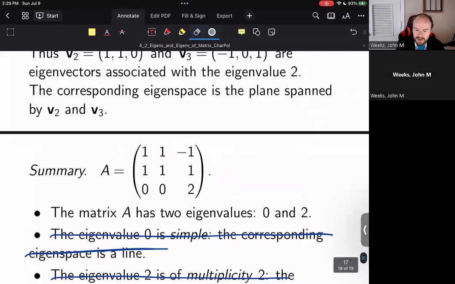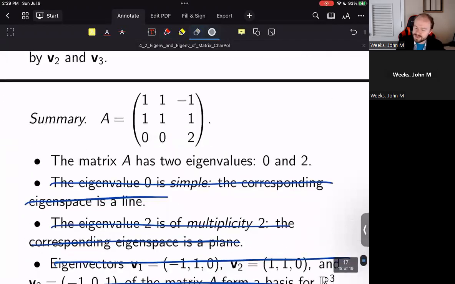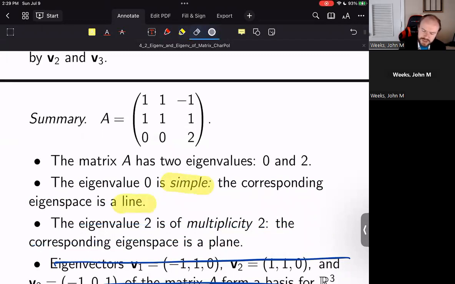So what does this mean in our summary? The matrix A has 2 eigenvalues, 0 and 2. The eigenvalue of 0 is simple. What we mean by simple here is that it has a corresponding eigenspace of a line. Eigenvalue 2 is of multiplicity 2. The corresponding eigenspace is a plane.